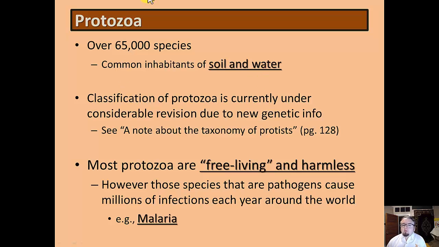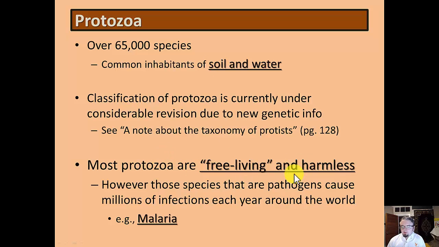So to start off here, 65,000 species. These are generally found in soil and water as the most common habitat. So they're not as ubiquitous as other organisms. You don't necessarily find these floating through the air, or scattered about any random place. They tend to concentrate in soil and water. But in those areas, they're pretty numerous. Lots and lots of them.